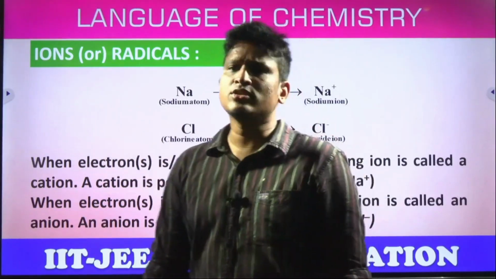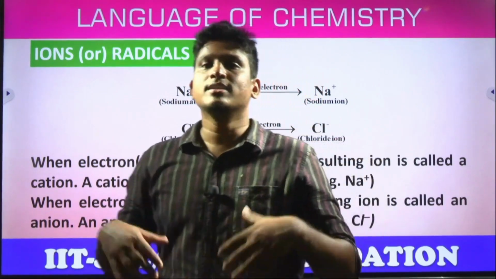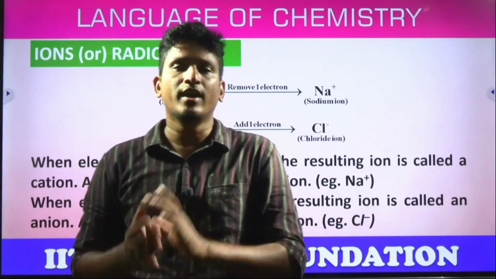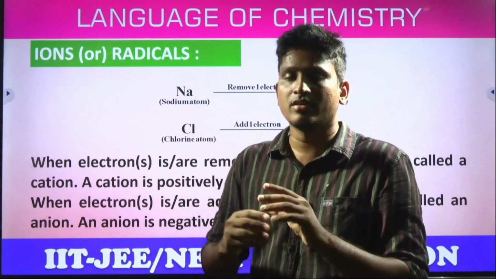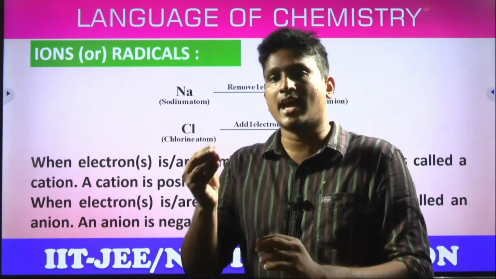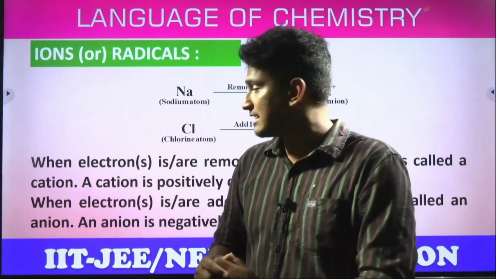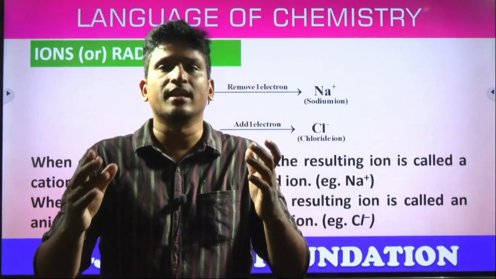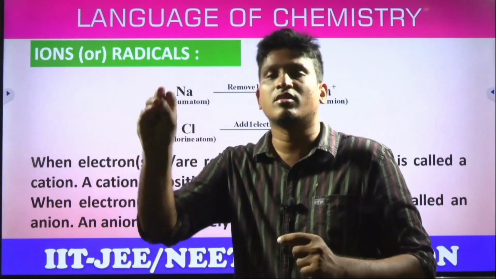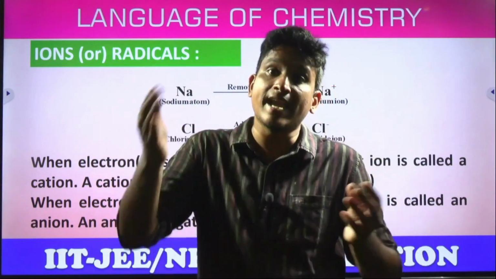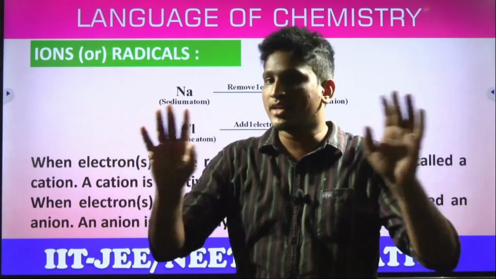Based on the charge, either positive charge or negative charge, ions are of two types, students. One is cation, second one is anion. A positively charged particle is called a cation and a negatively charged particle is called an anion. Students, listen. When an atom loses its electron, it becomes a positive ion called a cation, and when an atom gains an electron, it becomes a negative ion called an anion. That's it, very simple.